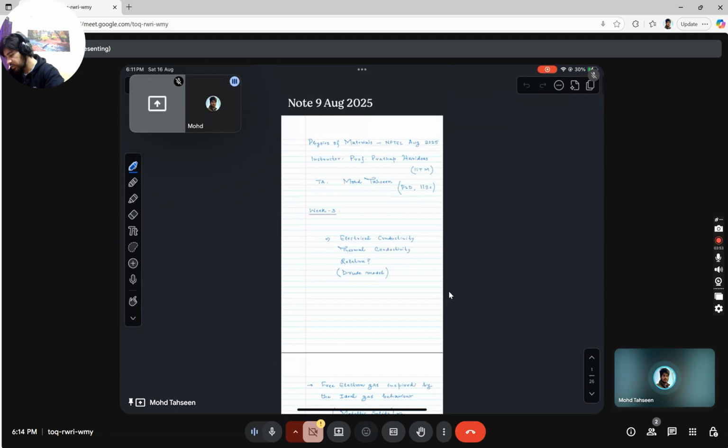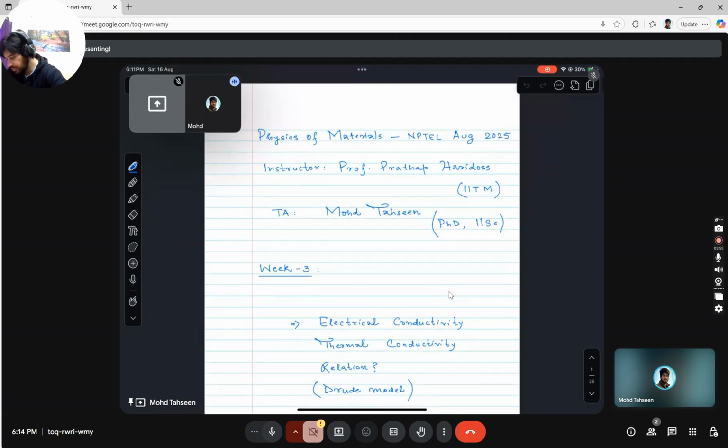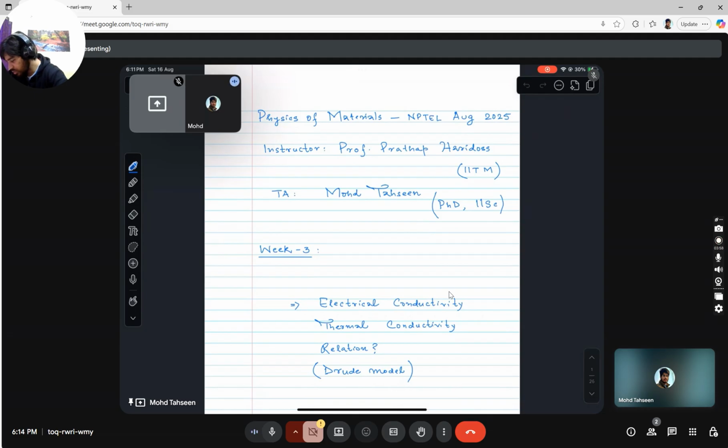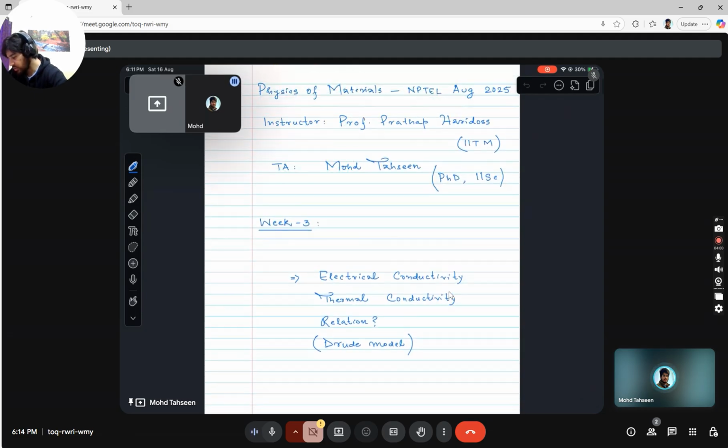These are the things that we discussed last time. We started last week's discussion by talking about electrical conductivity and thermal conductivity, these properties of materials, and we developed a specific model, which is called the Drude model, to understand these properties.